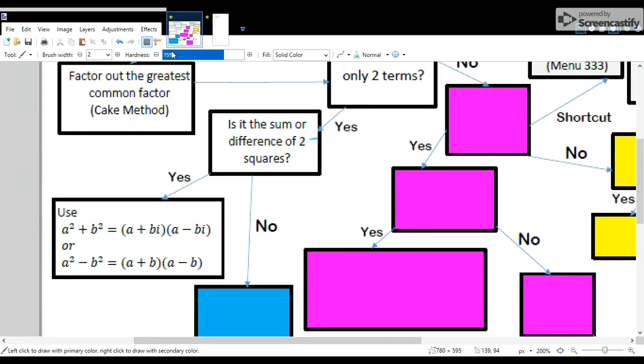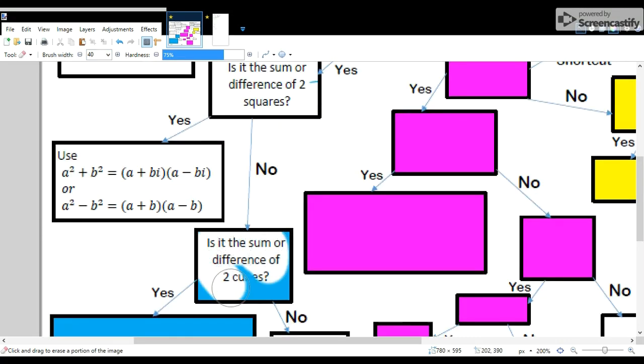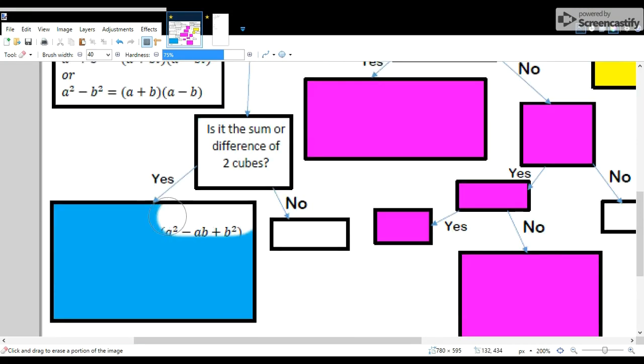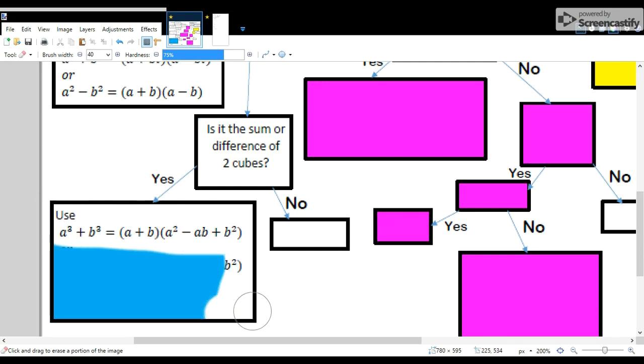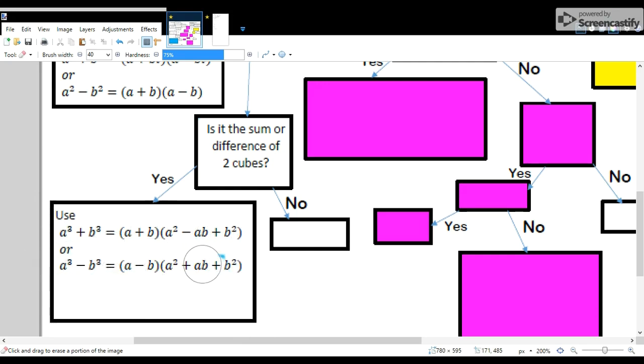Now let's look back at our chart. What if it's not a sum or difference of 2 squares? Well, then we're going to ask, is it the sum or difference of 2 cubes? If yes, you'll use these formulas. A cubed plus b cubed equals a plus b times a squared minus ab plus b squared. Or a cubed minus b cubed equals a minus b times a squared plus a times b plus b squared.